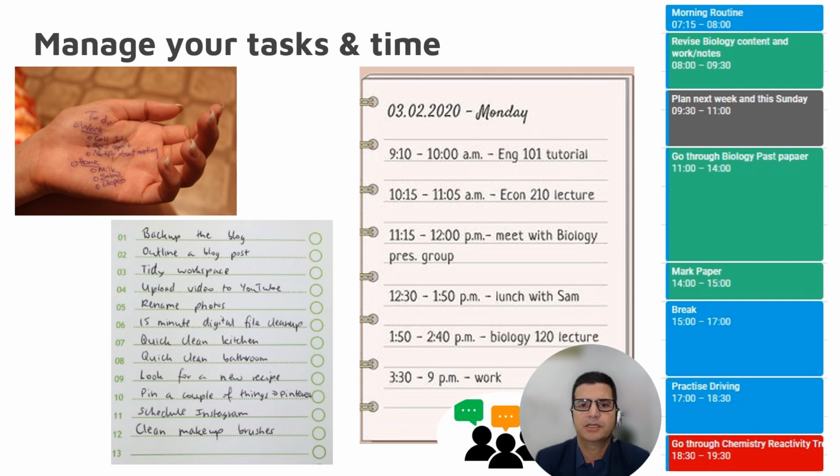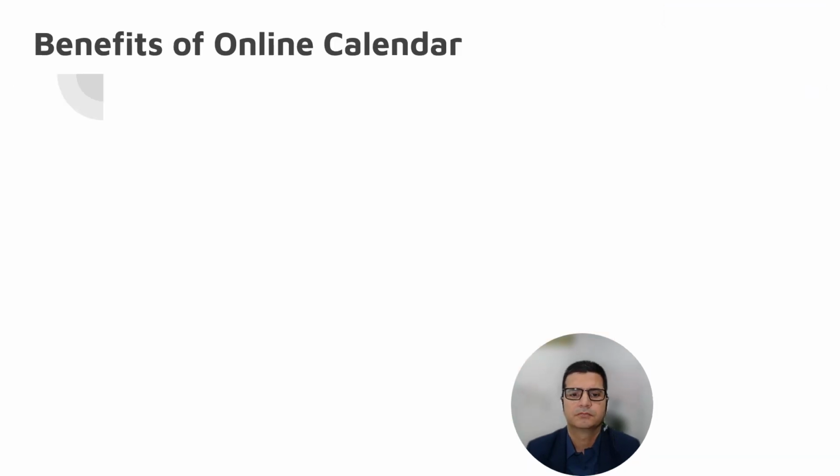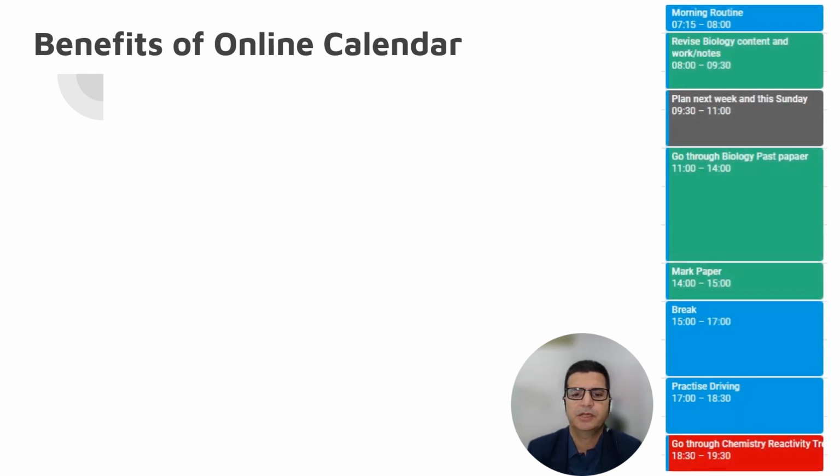And we look at what the benefits of using these are. The first benefit of using an online calendar, and a very important one, is that they sync with all your devices. So it doesn't matter what device you're using, a tablet, a computer, or your mobile. If you change something in one location, all will reflect the change.